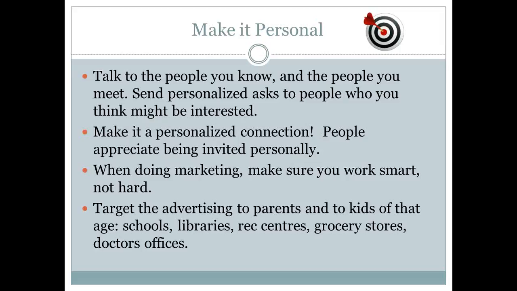Send personalized asks to people. Make it really personalized. People appreciate that. And when you're thinking about your marketing, if you're feeling overwhelmed, just make it smart, not hard.